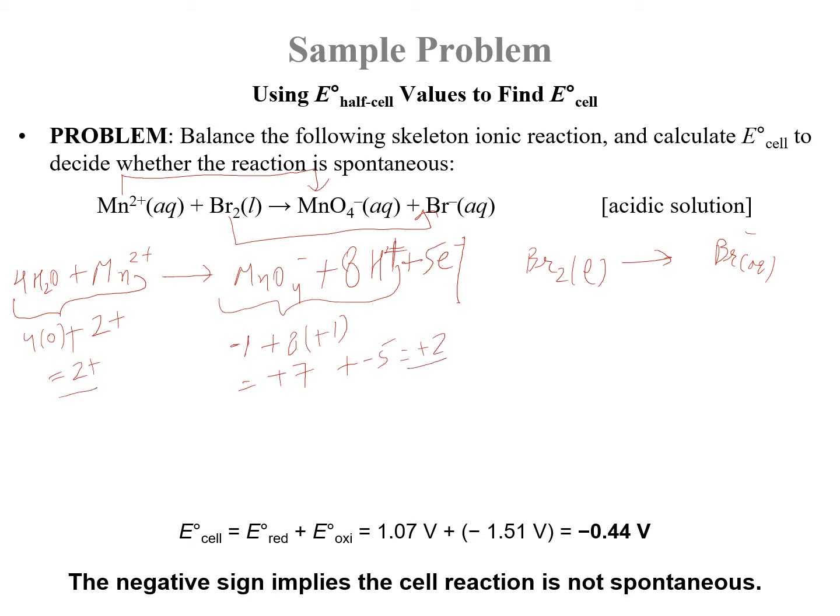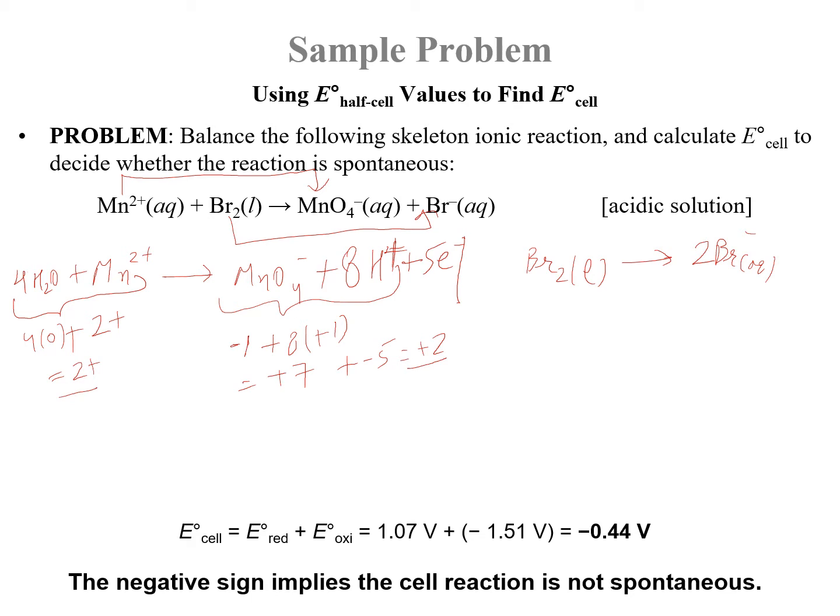Next I balance the second reaction, which is Br2 to Br minus. First, let's balance all the elements other than oxygen and hydrogen. 2 Br here, so 2 Br here. Oxygen, I don't have. Hydrogen, I don't have. Charge is what I balance here.